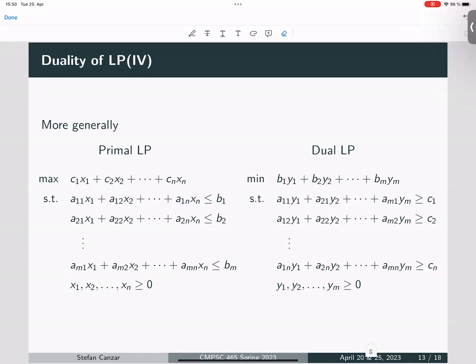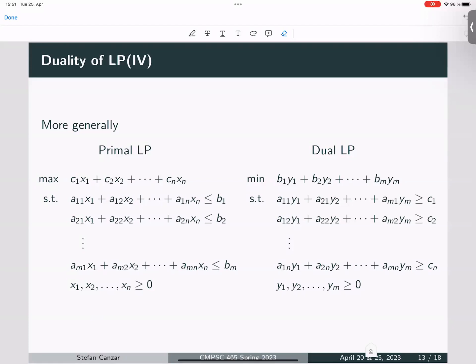Based on exactly what we have just done, we found these so-called dual variables, which we used as coefficients for our constraints. They're all non-negative, so the dual variables need to be non-negative in this setting. For every constraint in the primal linear program, we introduce one variable in a dual linear program. So we'll have m many variables because we have m many constraints in the primal.